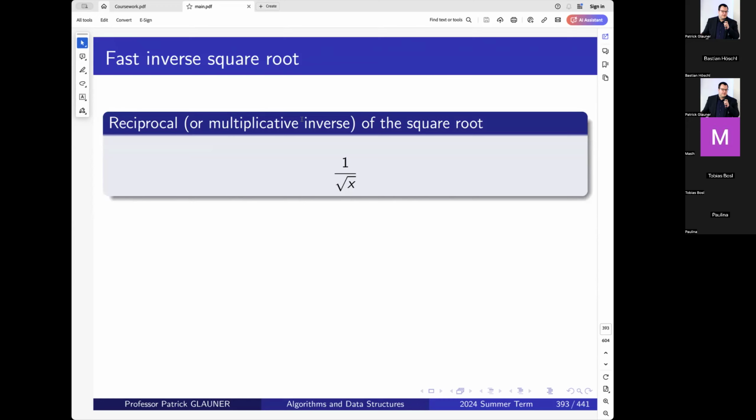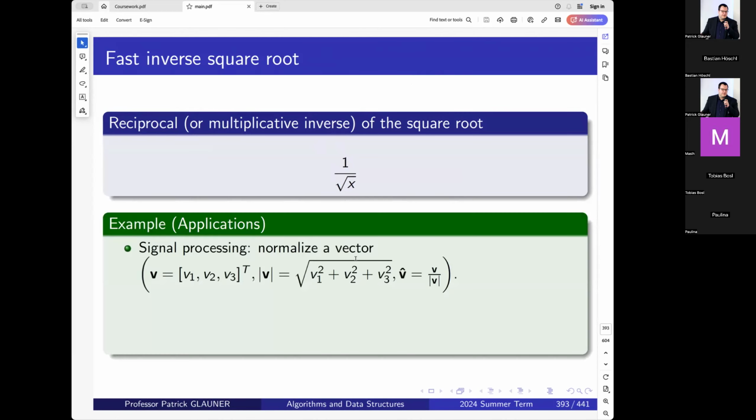The algorithm we're now looking at is the fast inverse square root. What's the fast inverse square root? So you have the square root of x, which is this one here. And the inverse one is you divide 1 by the square root of x. This is actually an operation you're running very often in computer programs.